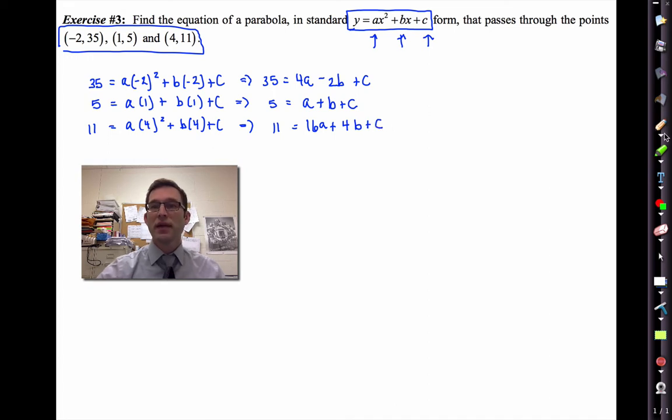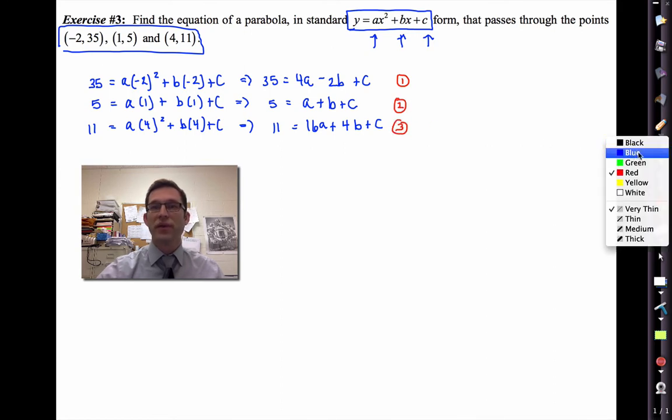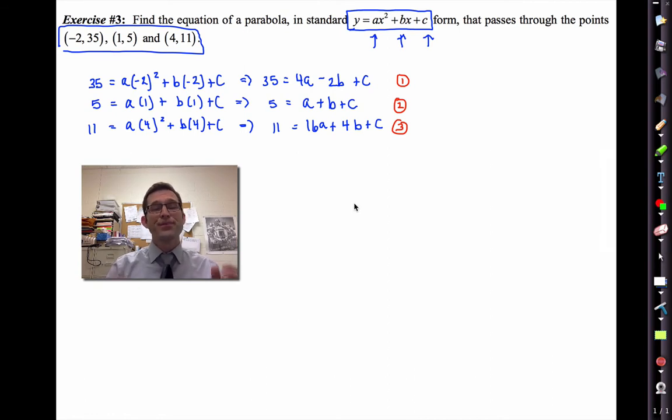And I'm going to actually label these in a different color. I'm going to call them equation 1, equation 2, and equation 3. That way I can track everything that's going on. Now, this is obviously trickier. We have 3 equations with 3 unknowns, and we're going to solve it using the elimination method. And we want to use one equation to eliminate the same variable from the other 2 equations. So we want to get rid of a, or b, or c, something like that.